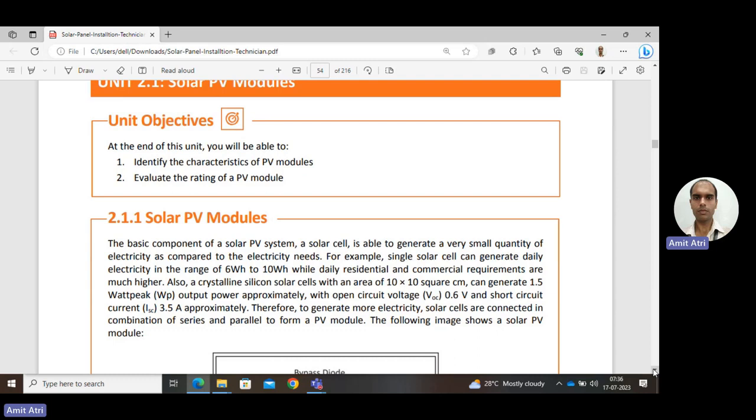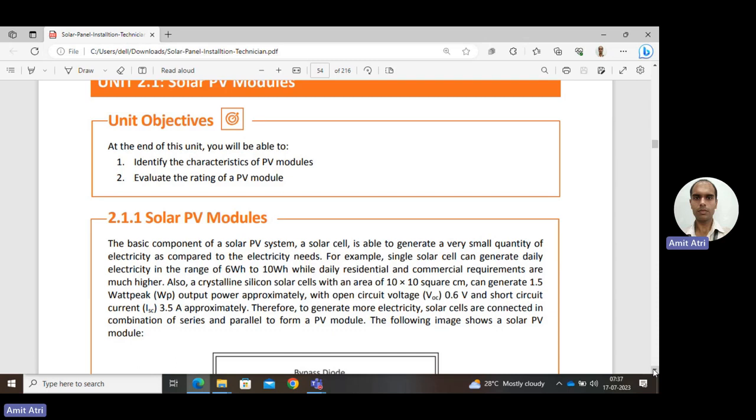The capability of one solar cell is very less as compared with the load requirement. Like, taking an example, a single solar cell can generate 6 watt-hour to 10 watt-hour energy, whereas the daily residential and commercial requirements are much larger. So one solar cell is not sufficient to meet the requirement of our regular load.